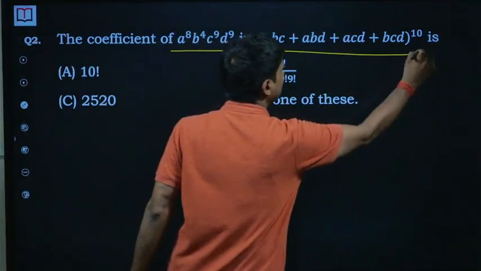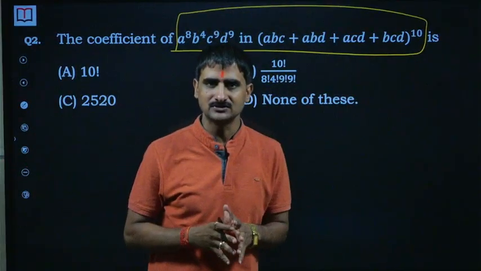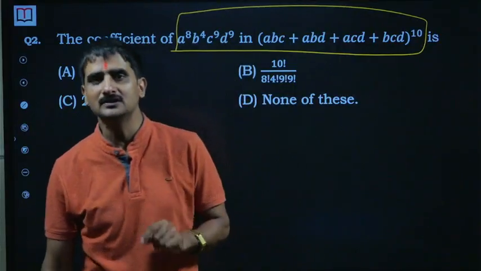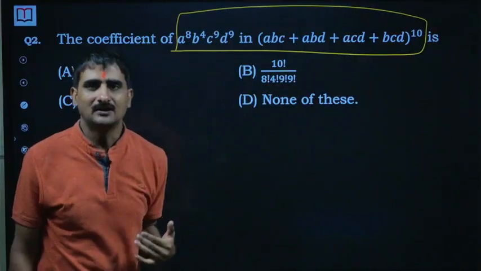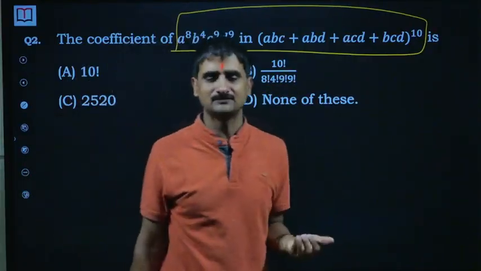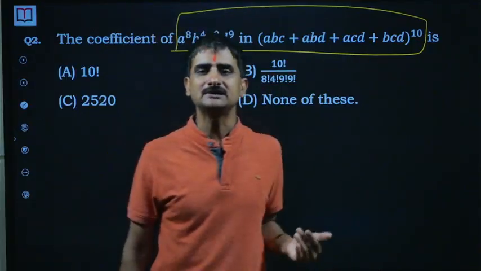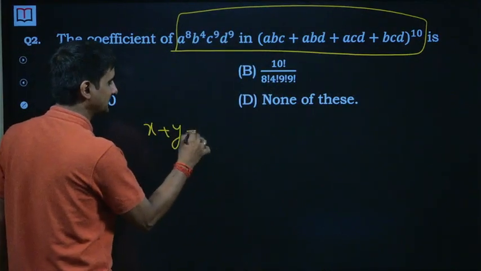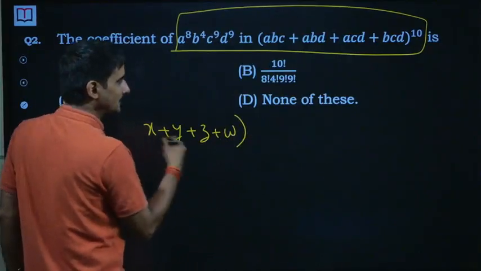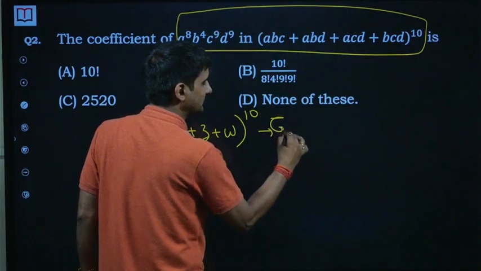Now this question is based directly on multinomial. It's a direct question based on multinomial, but we should be ready to solve such types of questions. Of course I said this for mains also, because they are asking lengthy questions there, and they may ask it here also. So in any such expansion, let's say (x + y + z + w)^10, the general term.